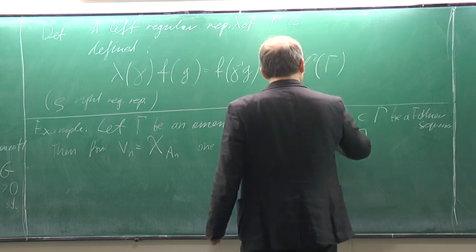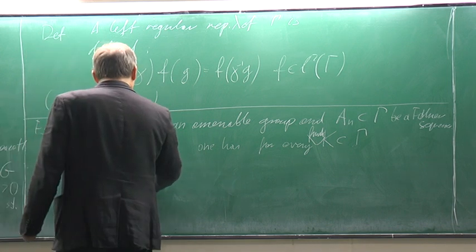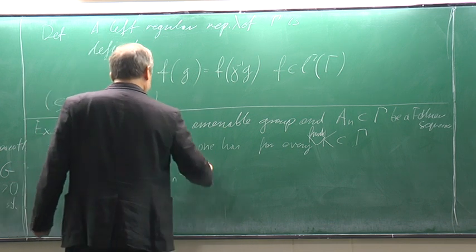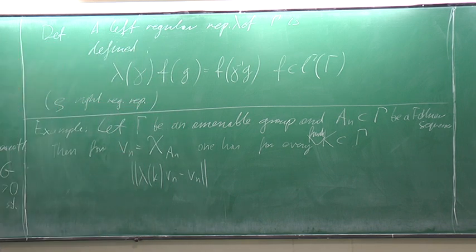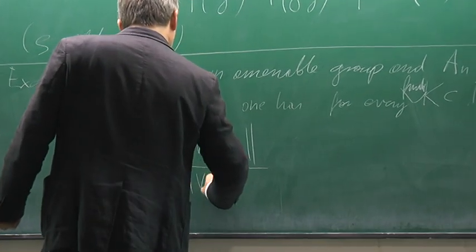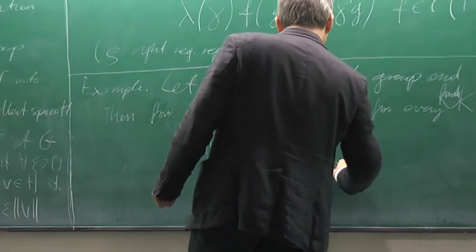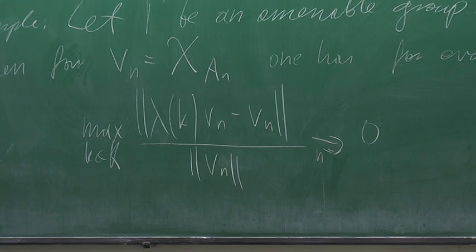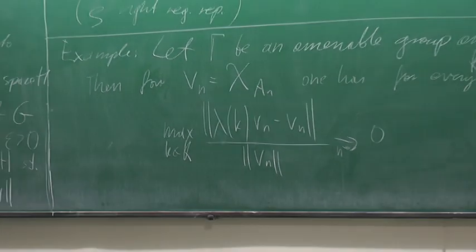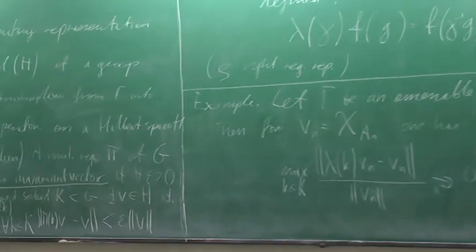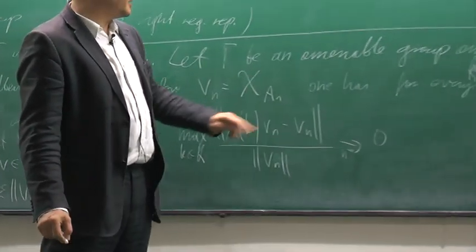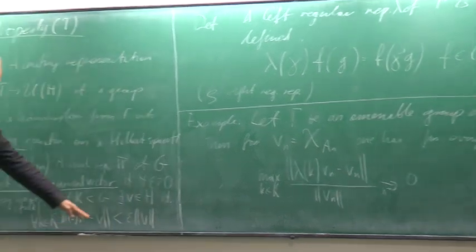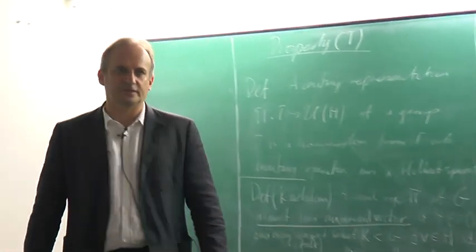For every finite subset K in gamma, if we look at lambda k V_n minus V_n, by the definition of the Folner sets, this divided by the norm of V_n will tend to zero. We can take the maximum of this over all k in K, and it will tend to zero. Therefore, for any fixed epsilon and any fixed finite subset K, we can find n sufficiently large so that for this V_n, this difference will be less than epsilon times the norm of V_n.